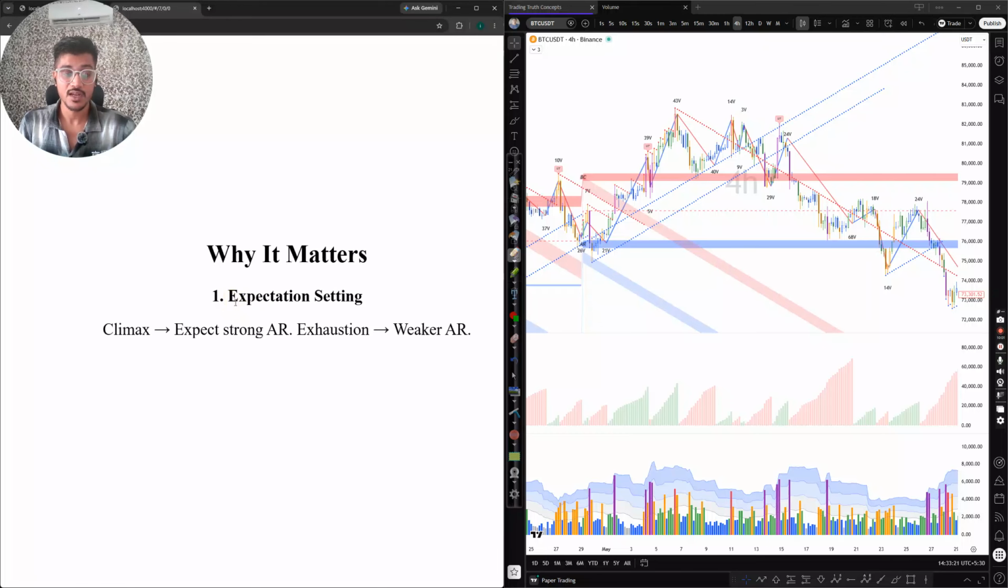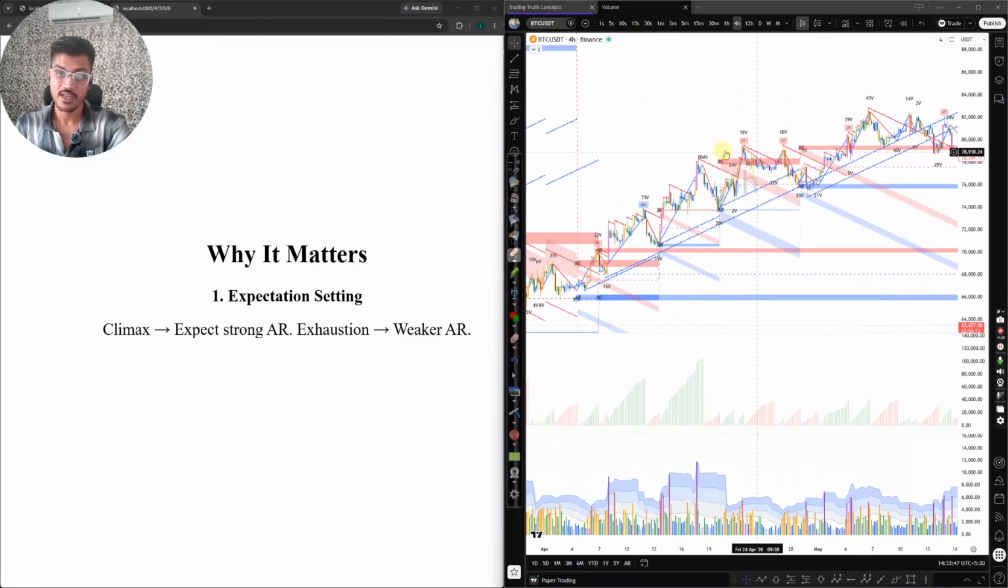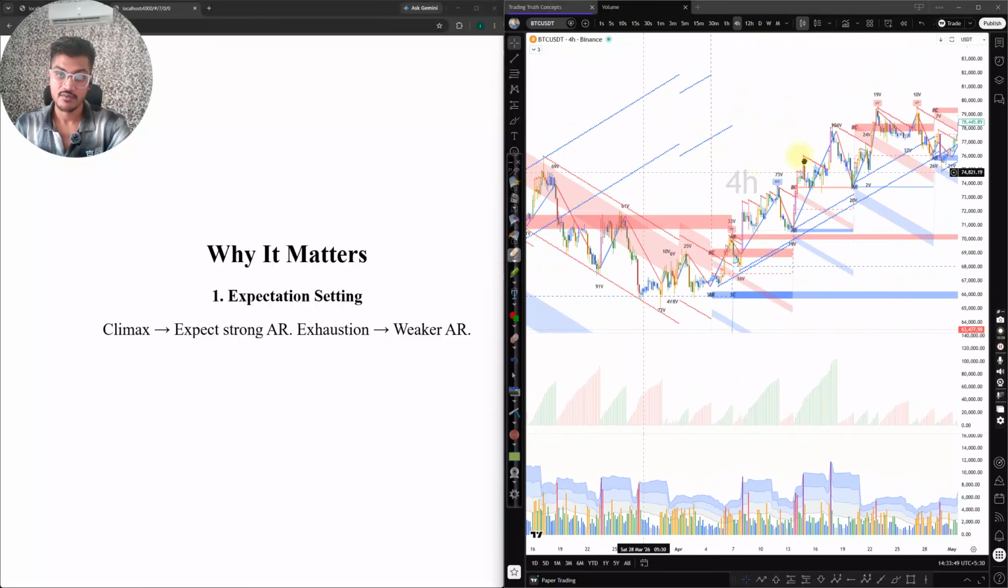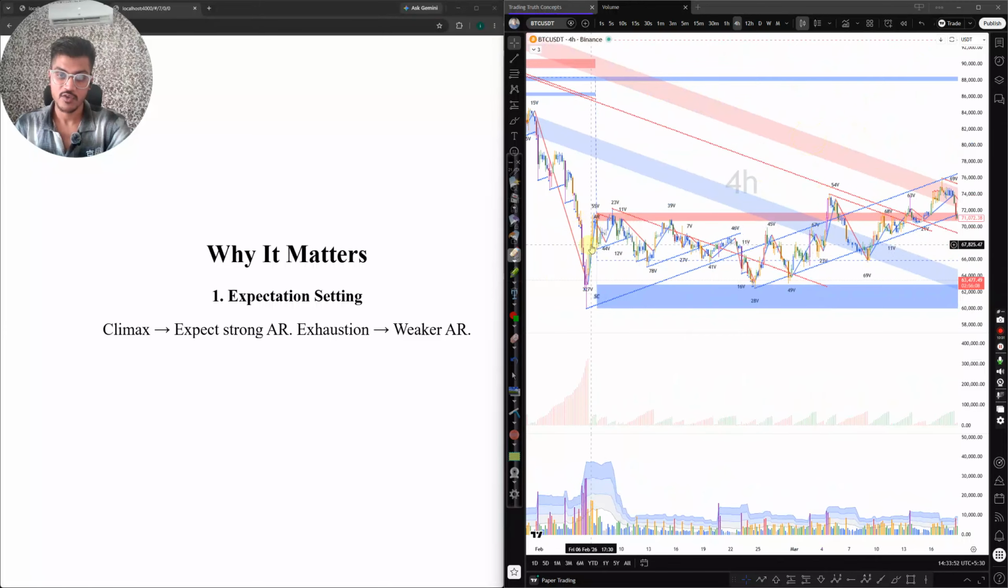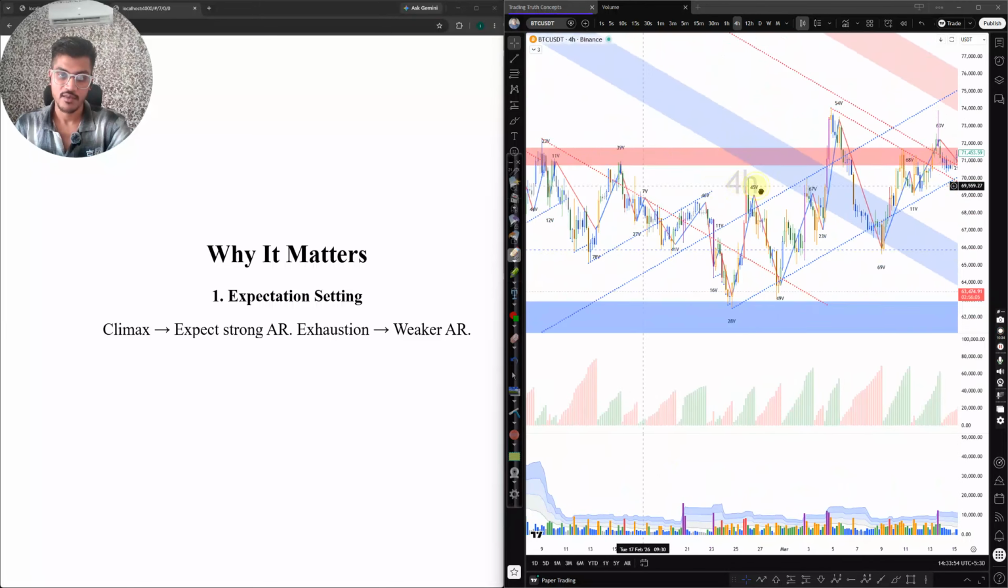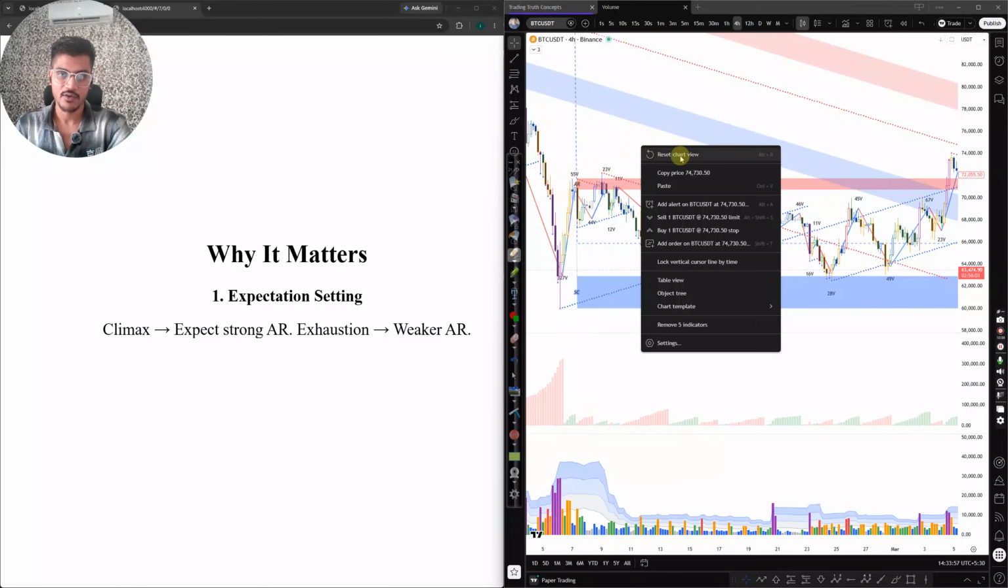When we have volume climax action happening, we can expect a strong automatic reaction or automatic rally. When we have exhaustion of the volume, we are expecting a weaker automatic rally or reaction. You can see this was a little bit weaker than what we have seen before. If I show this one, this was a very strong upside move. You see, very quickly it recovered, right?